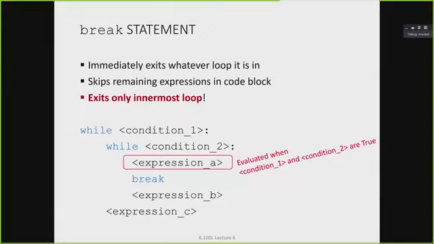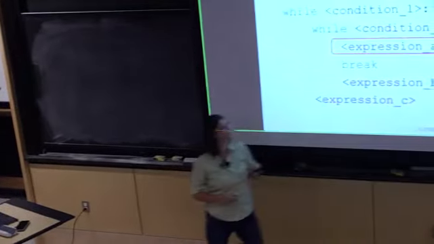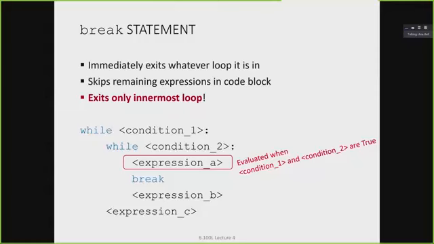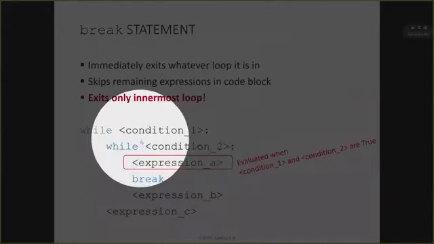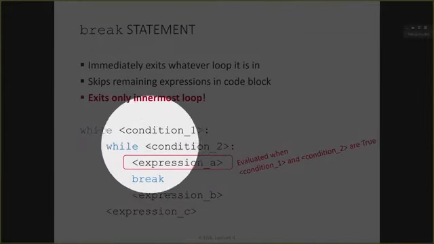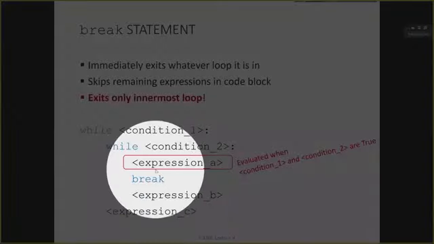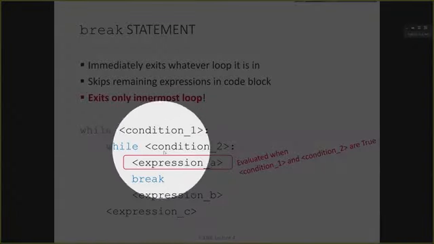Now, expression A will evaluate when both condition 1 and condition 2 hold, right? So we enter the first while loop and we enter the second while loop. Both of those conditions have to be true. But Python, as soon as it sees this break statement, will immediately exit the loop that surrounds that break statement. So the loop that surrounds the break statement is the one that has condition 2, right? The condition 1 loop will keep going.